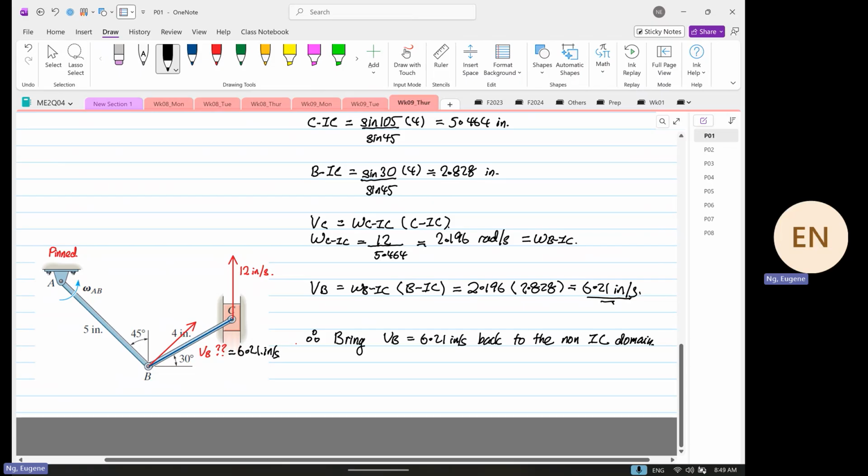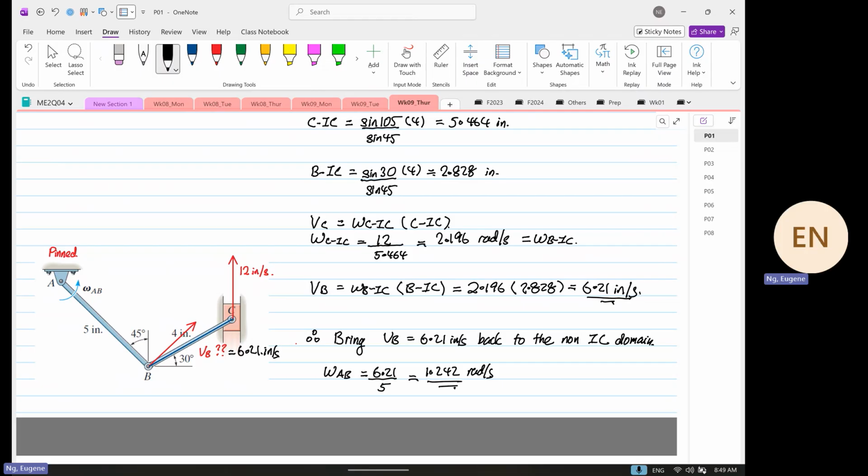So when that's the case, we know that omega AB will be equal to what? 6.21 divided by what? 5. So 6.21 divided by 5 is 1.242 radians per second. Interesting, isn't it?